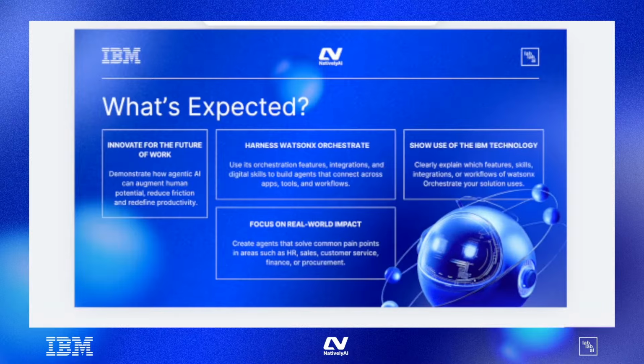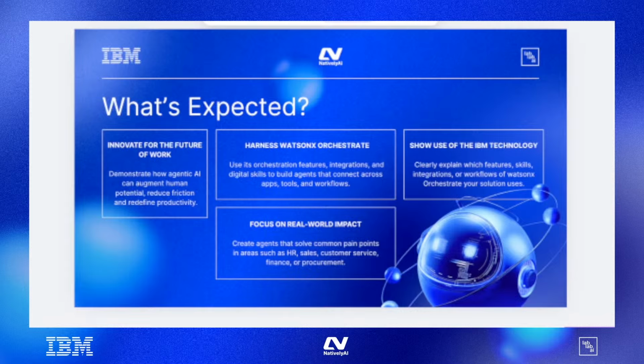So, in terms of what is expected from you, builders, at this hackathon and at your project, you should focus on innovating for the future of work. So, show the judges how agentic AI can augment human potential, reduce friction, and redefine productivity. You need to focus on real world impact. So you need to focus on challenges that people and businesses are facing in real life.